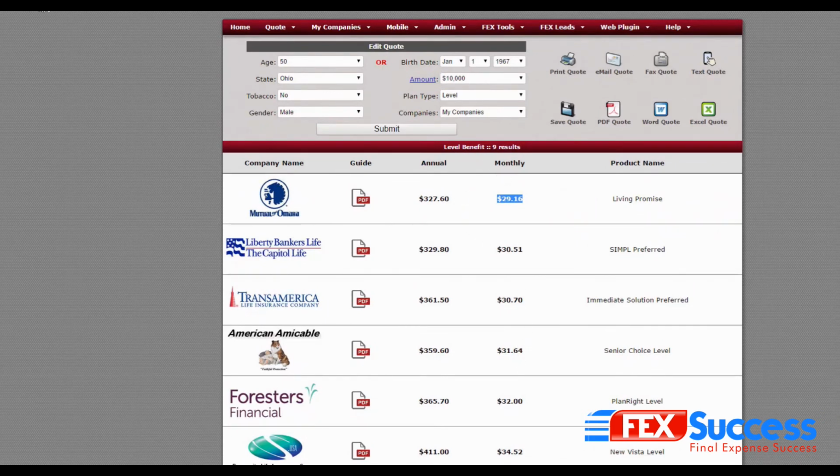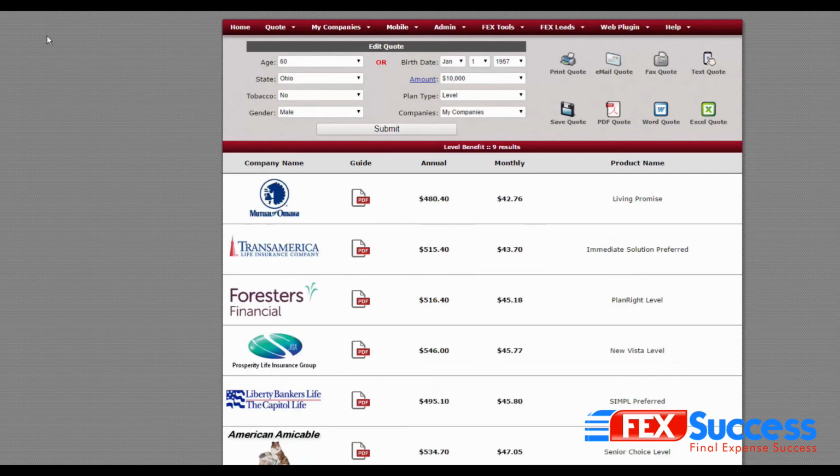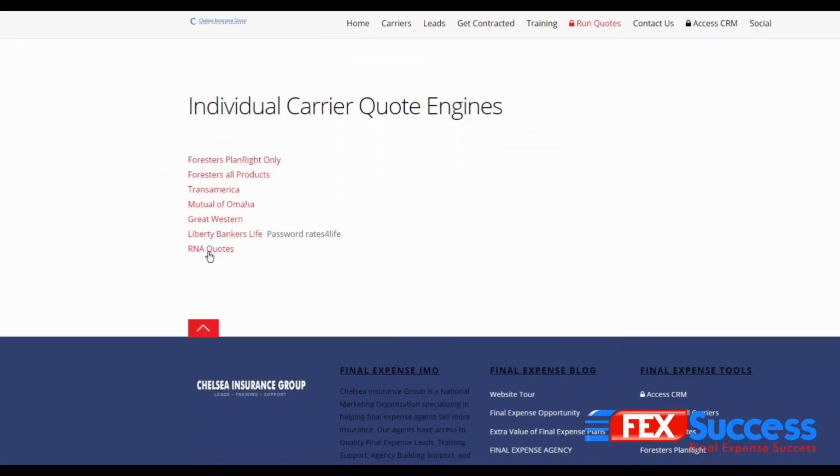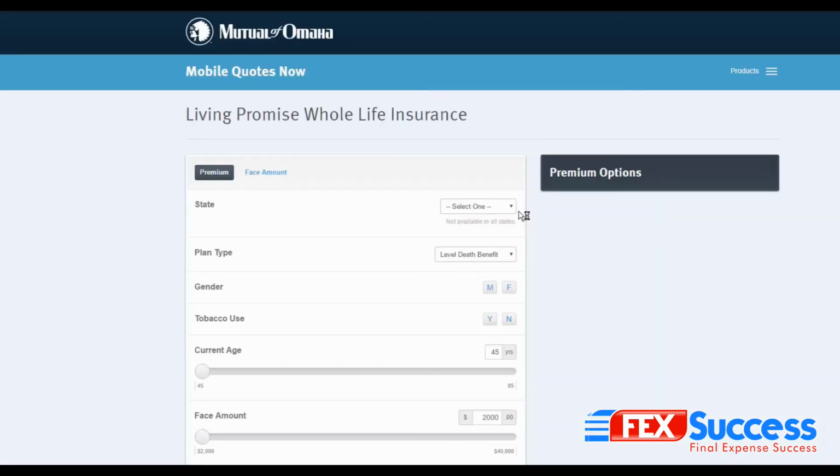Now let me go back here. Also, you'll see on our website where many of the carriers have their own individual quoting engines where you can access those as well. So Foresters, Transamerica, Mutual of Omaha, they've got their own quoting engine if you want to just run carrier specifics. You can sometimes download their apps or access these on the internet as well.